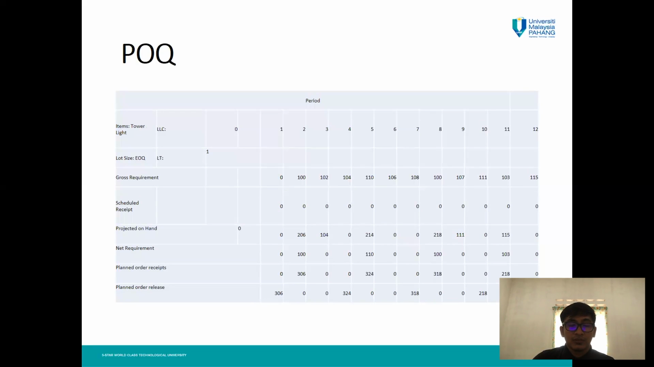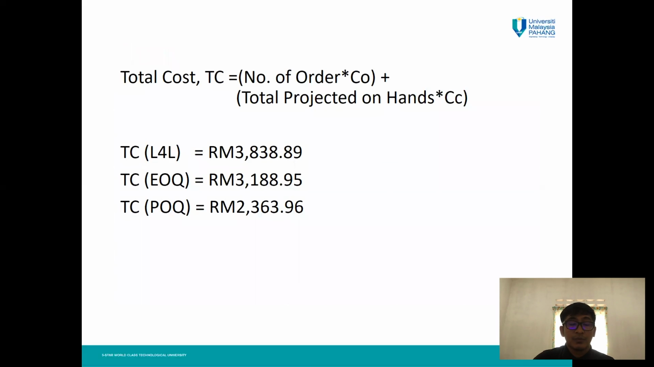For the POQ table, this also covers 12 months. We found that our value of POQ is 3, so we need to sum up the total for 3 periods, starting from period 2, since we don't have any gross requirement for period number 1, so we exclude it from the sum. For period number 2, 3 and 4, we get the value of 306. For period number 5, 6, 7, we get 324, while period number 8, 9 and 10, we get 318, and period number 11 and 12, we get 218. So this is our POQ table.